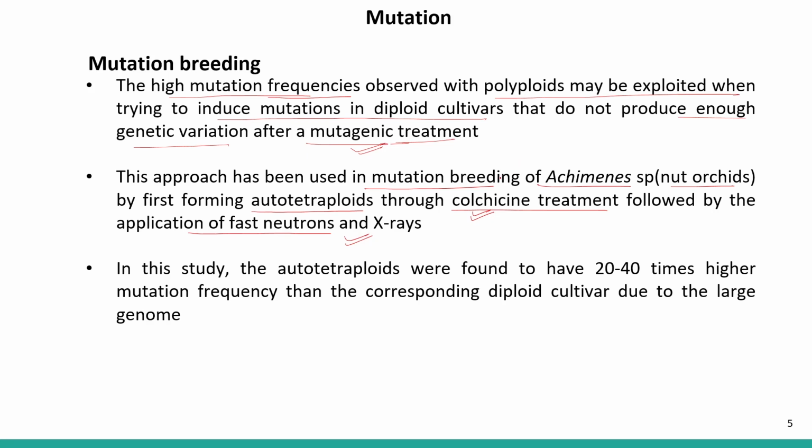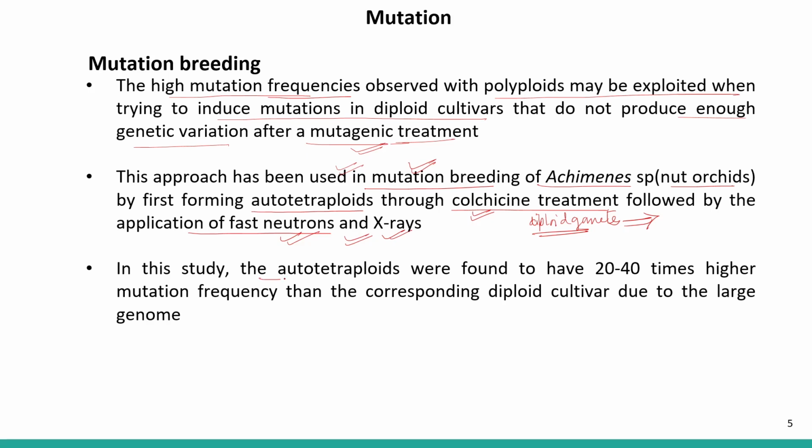It increases the genome copies, right? It increases the genome copies as they form diploid gametes. They form diploid gametes. And we can increase the copies of the whole genome in this way, right? And after that, fast neutron or X-ray treatment can mutate and we can have the mutation breeding. This approach can be used in mutation breeding.